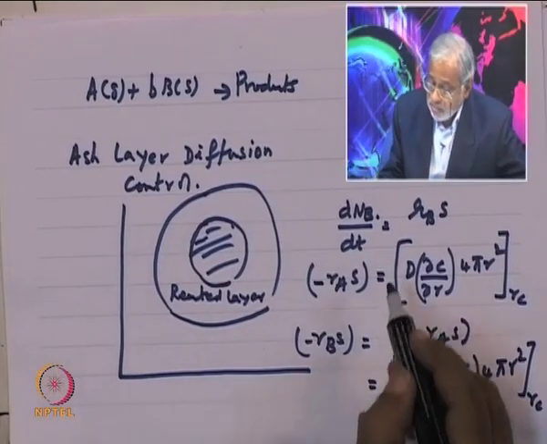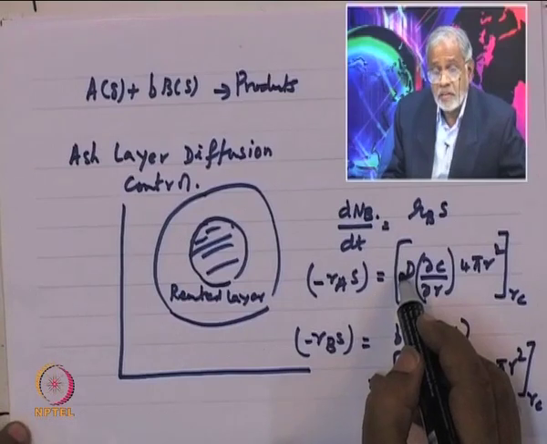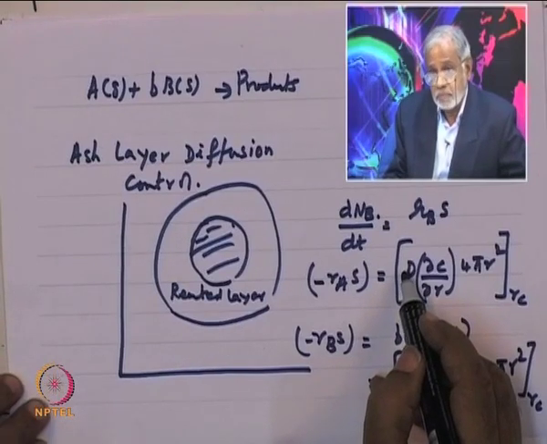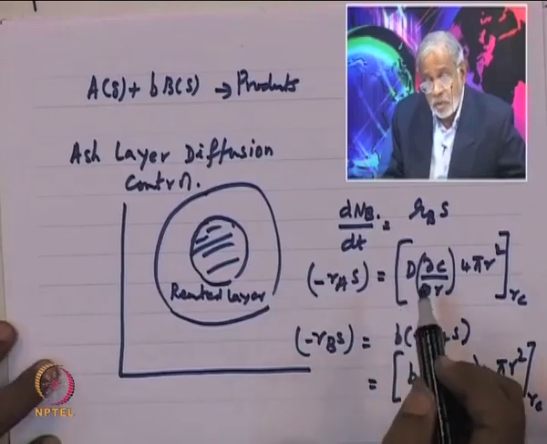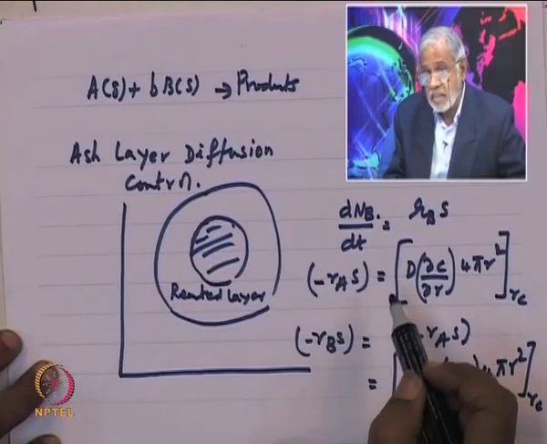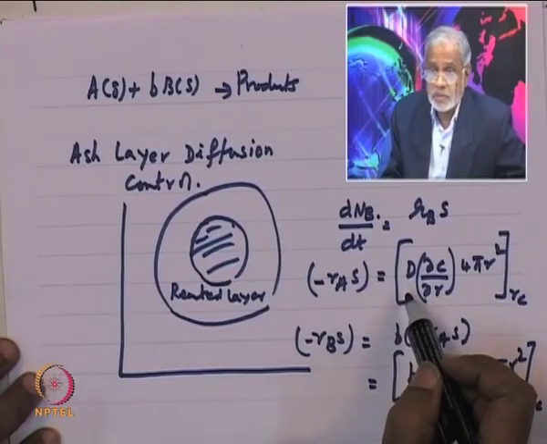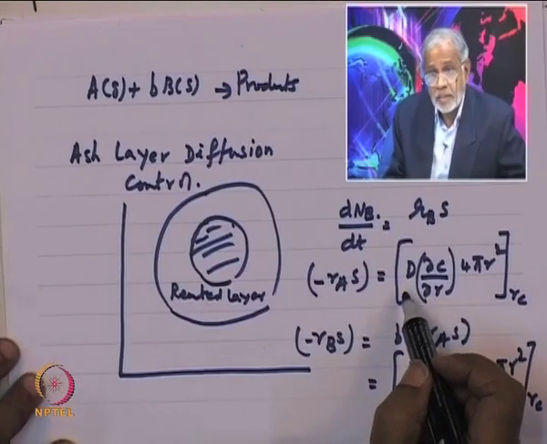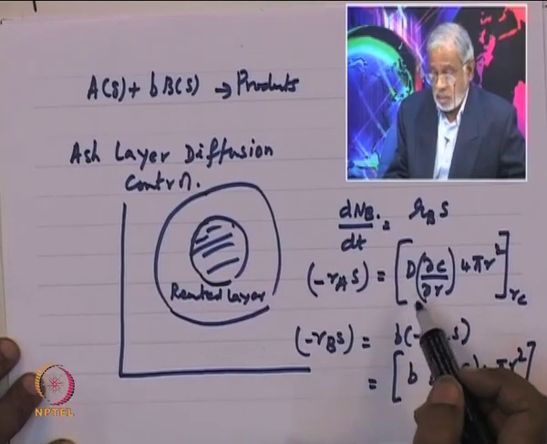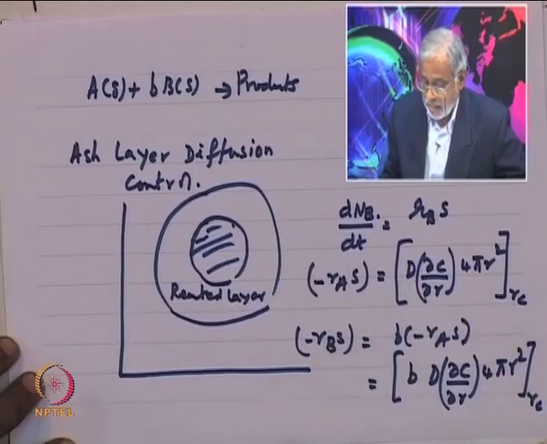Recognize that we have left out this minus sign from the Fick's law of diffusion. The reason why we have left out this minus sign is because in this case, the direction of diffusion is opposite to the direction of positive r. That is why we have left out the negative sign.